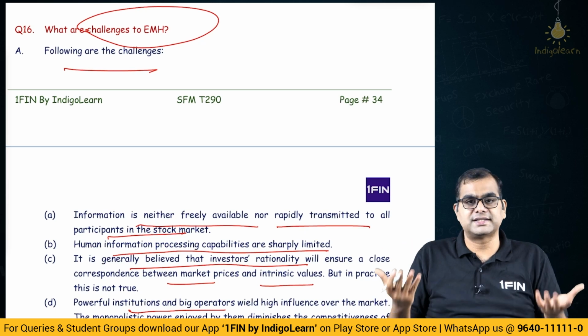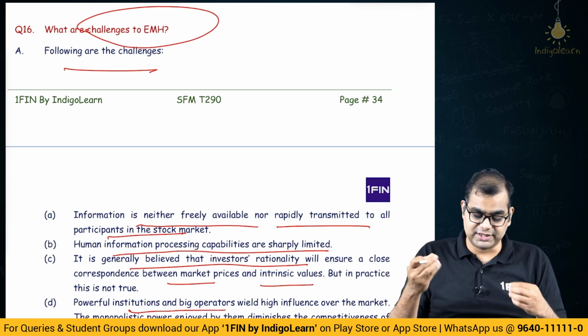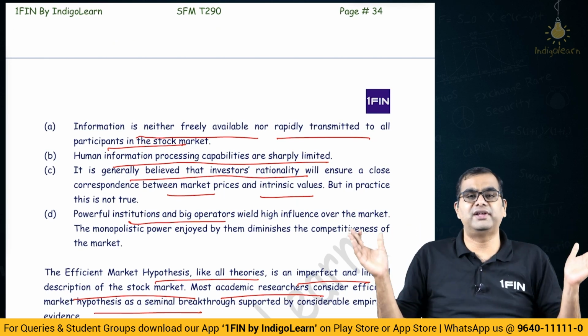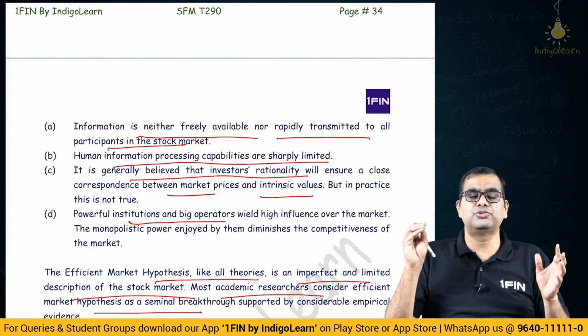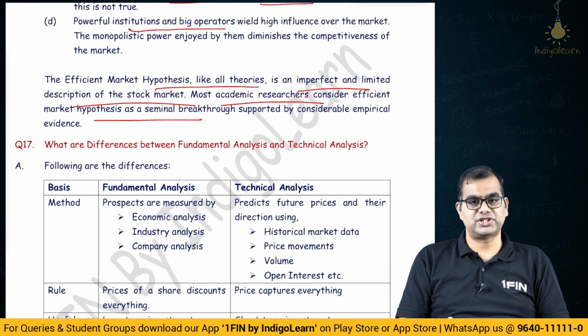All human beings are not necessarily rational. The market may be monopolistic in nature. Some big people may influence the prices. And we cannot process all available information for us to take a price decision. So, these are the challenges to the efficient market hypothesis.